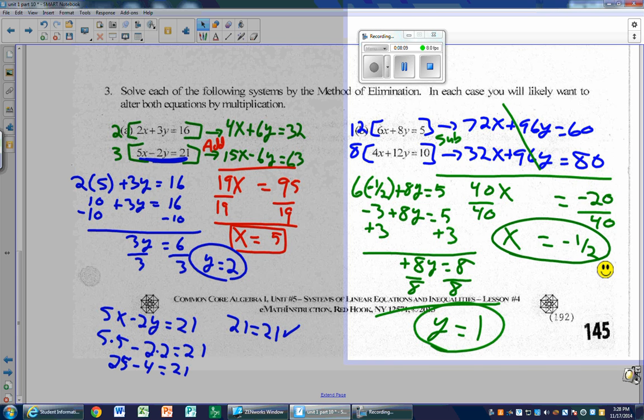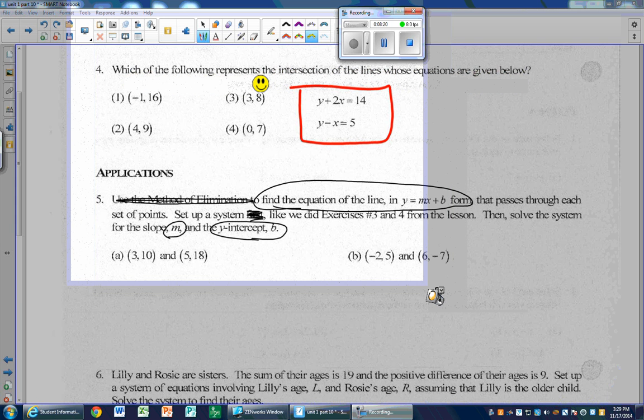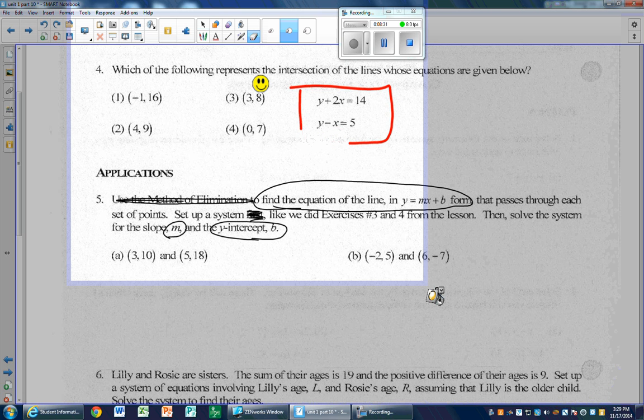Let's turn the page. Which of the following represents the intersection of the lines whose equations are given below? Wonder what that means. Well, it simply means we have two equations right here, and we solve them to see which one of these points is the correct answer. I first noticed that y's are aligned, x's are aligned, equal signs are aligned. The alignment of the whole numbers are fine.